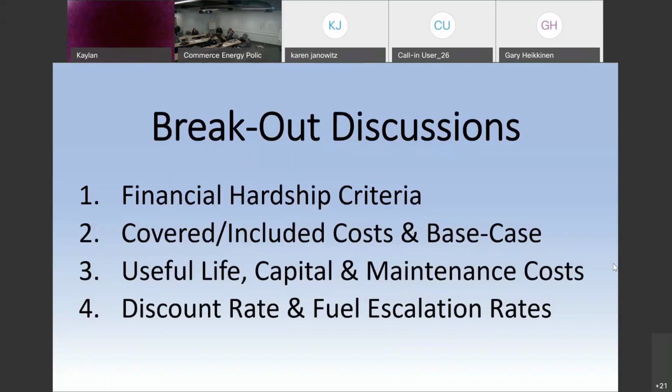All right, on to the final section. You guys have been champions today, getting through some pretty thick, heavy content, but we're making good progress. So we're going to talk about the final thing, which is what should be the covered and included costs, and a little bit of that discussion involves the base case. We had three very healthy discussions around different things to be thinking about.